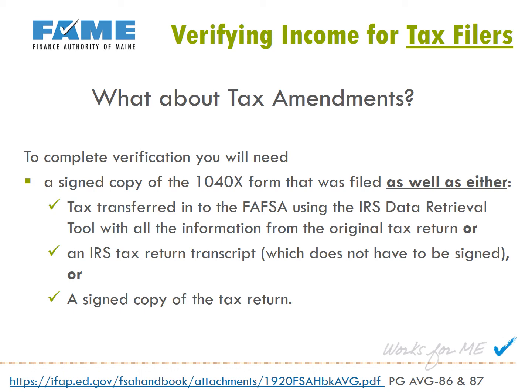So the college is required to ask for a signed copy of the 1040X. That 1040X is basically a form saying, this is what it was on my tax return and this is what I need to fix. So we need to get a signed copy of that 1040X as well as a copy of what the income was. The way we get that is with the IRS data retrieval within the FAFSA, or an IRS tax return transcript that we get from the IRS. That does not have to be signed. Or we get a signed copy of the tax return. Basically, the financial aid office just needs a copy of what was filed and what was fixed.